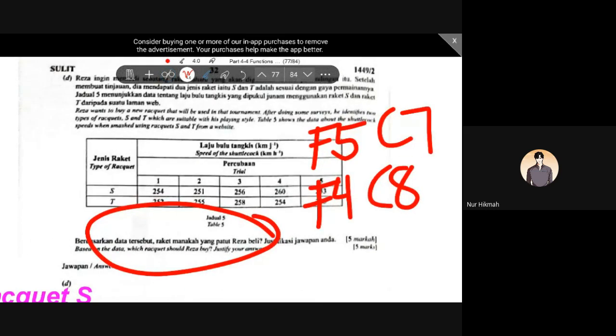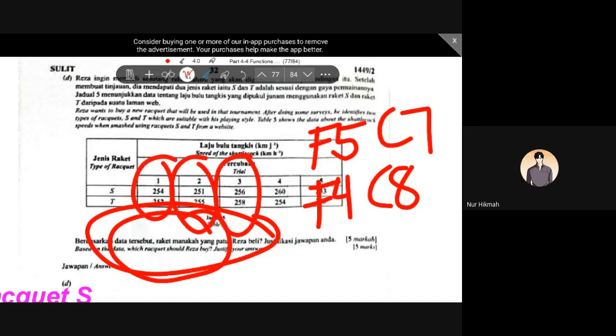Okay, so sekarang mereka nak tanya, raket mana Reza nak beli. So how do we determine, macam mana kita nak tahu raket mana yang dia perlu pilih. So mereka bagi semua nilai ni untuk sebab, ada sebabnya. So kamu kena tahu, saya nak tanya dulu apa, okay.